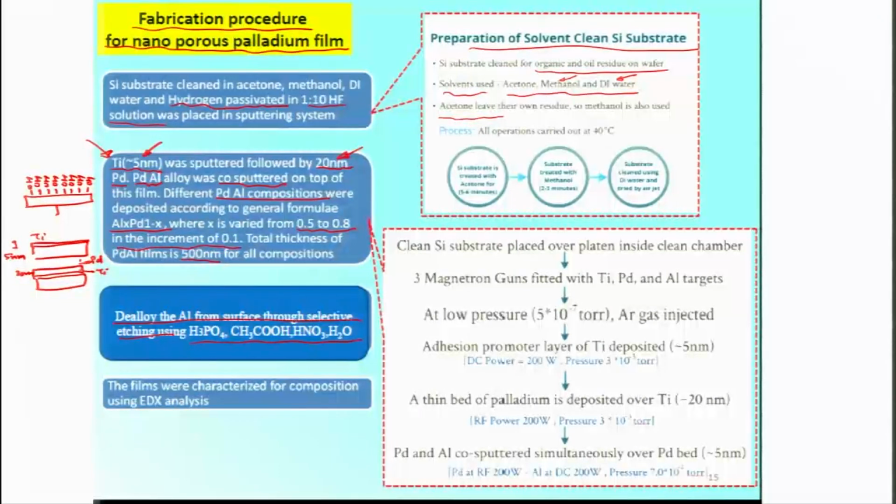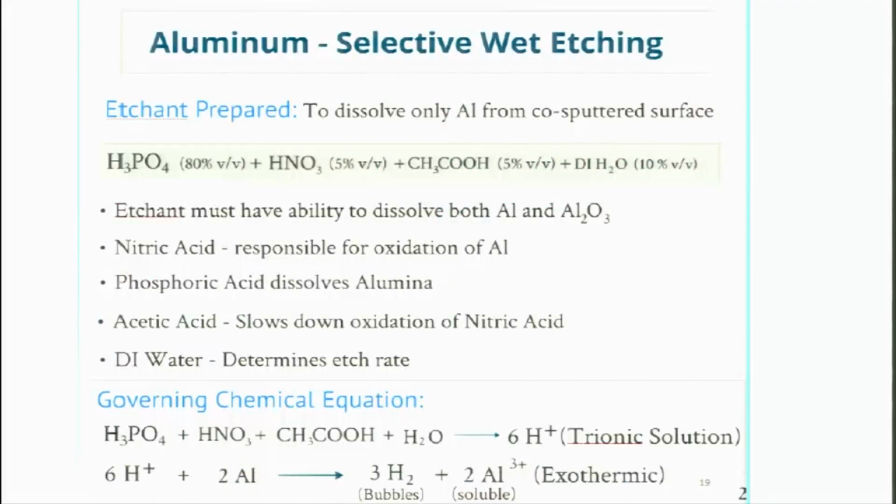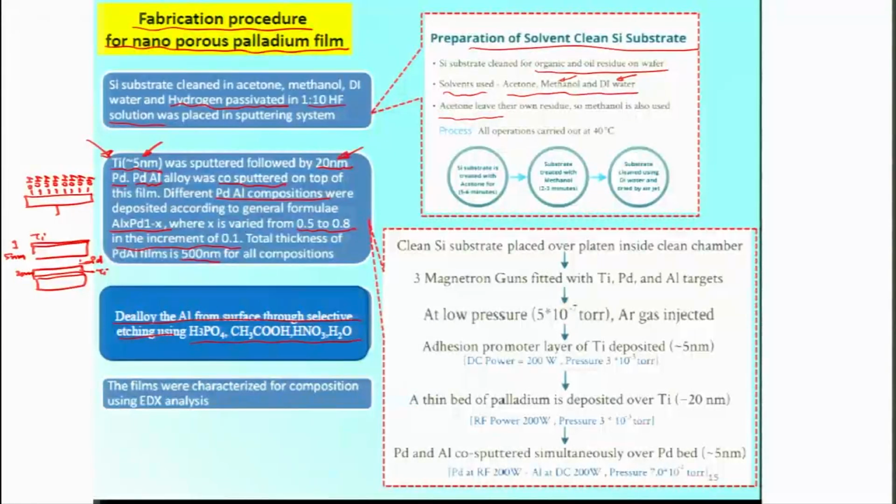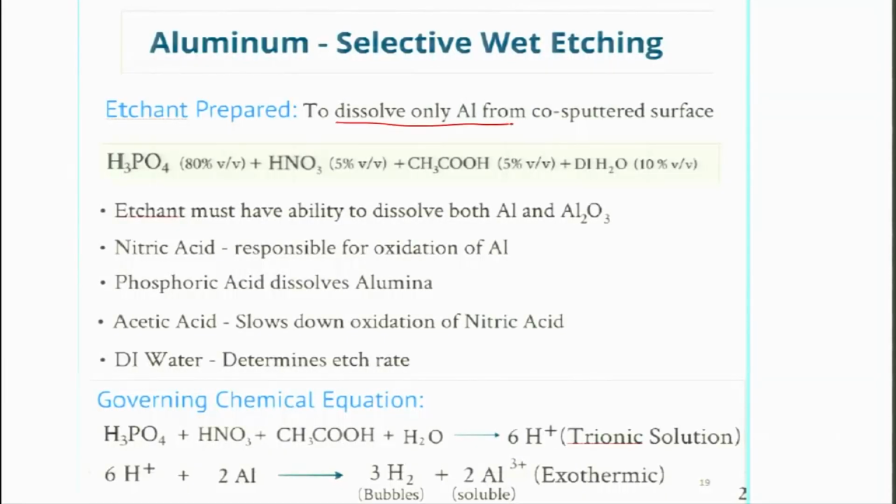acid, nitric acid, and water. What happens is that a relatively high porosity level is established by pulling out the aluminum in this manner from the surface. The constitution of this etchant solution, to only dissolve the aluminum, is 80% by volume of phosphoric acid, 5% nitric acid, 5% again by volume of acetic acid, and about 10% of DI water. So, this makes it 100% ensured that we are removing only aluminum and aluminum oxide, of course.